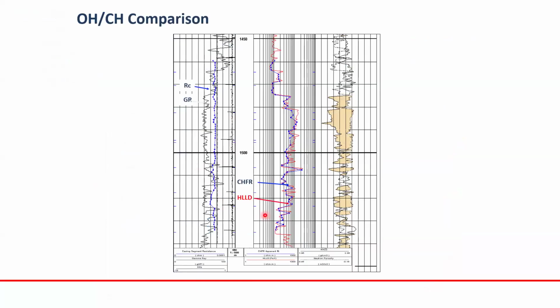This is an example of the difference between open hole and cased hole resistivity. The blue color is the casing here. The red one is the open hole.